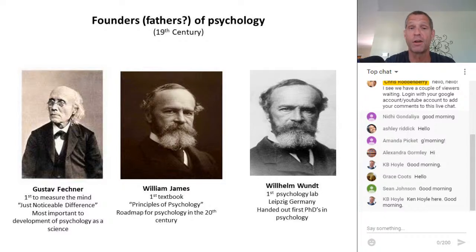And we're going to talk about that in chapter 5, which is in 2 weeks. He was the first to measure the mind. Without Gustav Fechner, we don't have a science. We are still a philosophy of mind. So that's why he's important.